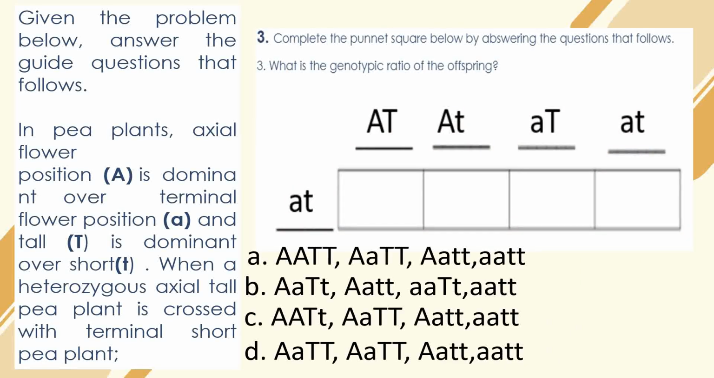To complete the Punnett square, write the alleles in the box by copying the gamete from parent 1 and parent 2. In writing, don't forget to write first the capital letter followed by the small letter of the same trait. Question 4. What is the phenotypic ratio of the offspring?